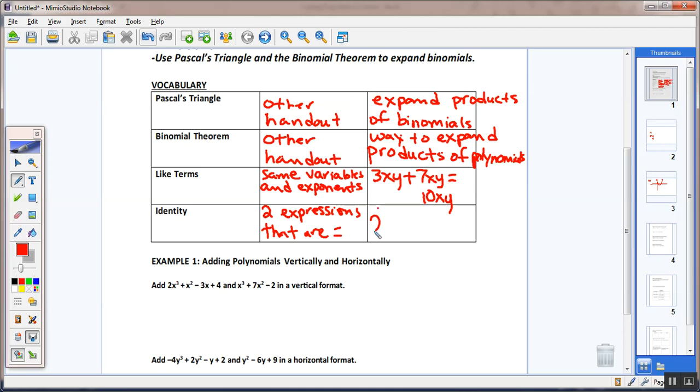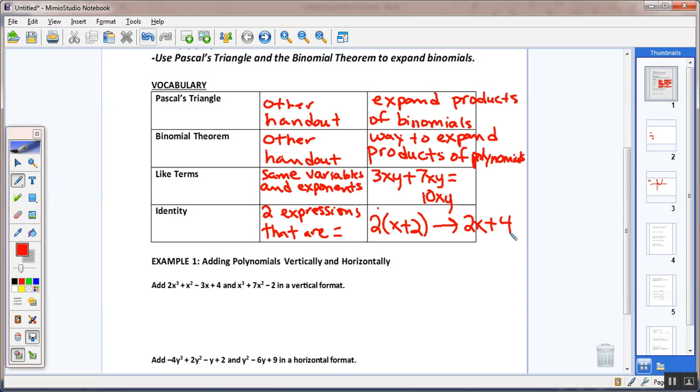How about we say something like this? If I have 2, then in parentheses x plus 2, what's another way to write that expression right there? 2 times the quantity x plus 2. 2x plus 4, you bet. Very good. So they say that the 2 times quantity x plus 2 is an identity for 2x plus 4 because equivalently they are the same thing. Right?